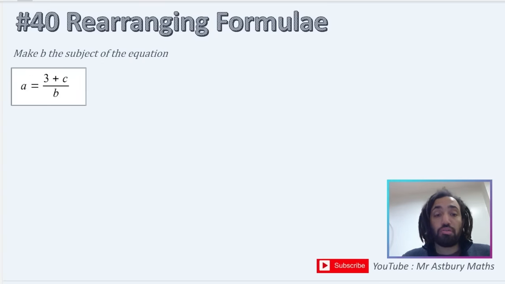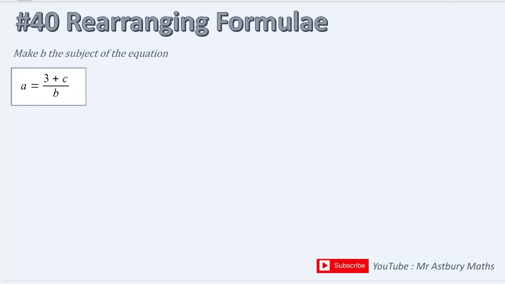Number 40, rearranging formulae. Okay, let's do it. I want to make B the subject. At the moment, it's on the denominator, which I don't like at all. So the first thing I'm going to do is multiply both sides by B. And that gives me A times B. And the right side will be completely cancelled of the divide by B, and be left with just 3 plus C.